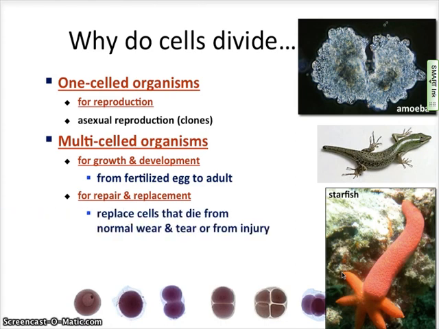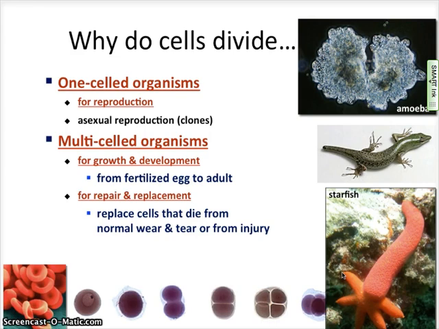Unfortunately, we can't do that, but we can replace cells like our red blood cells that just die normally. Skin cells also die. All of the cells in your body have a certain lifespan. And after that lifespan, you've got to have some backups. So constantly these cells are replicating through this process called mitosis.